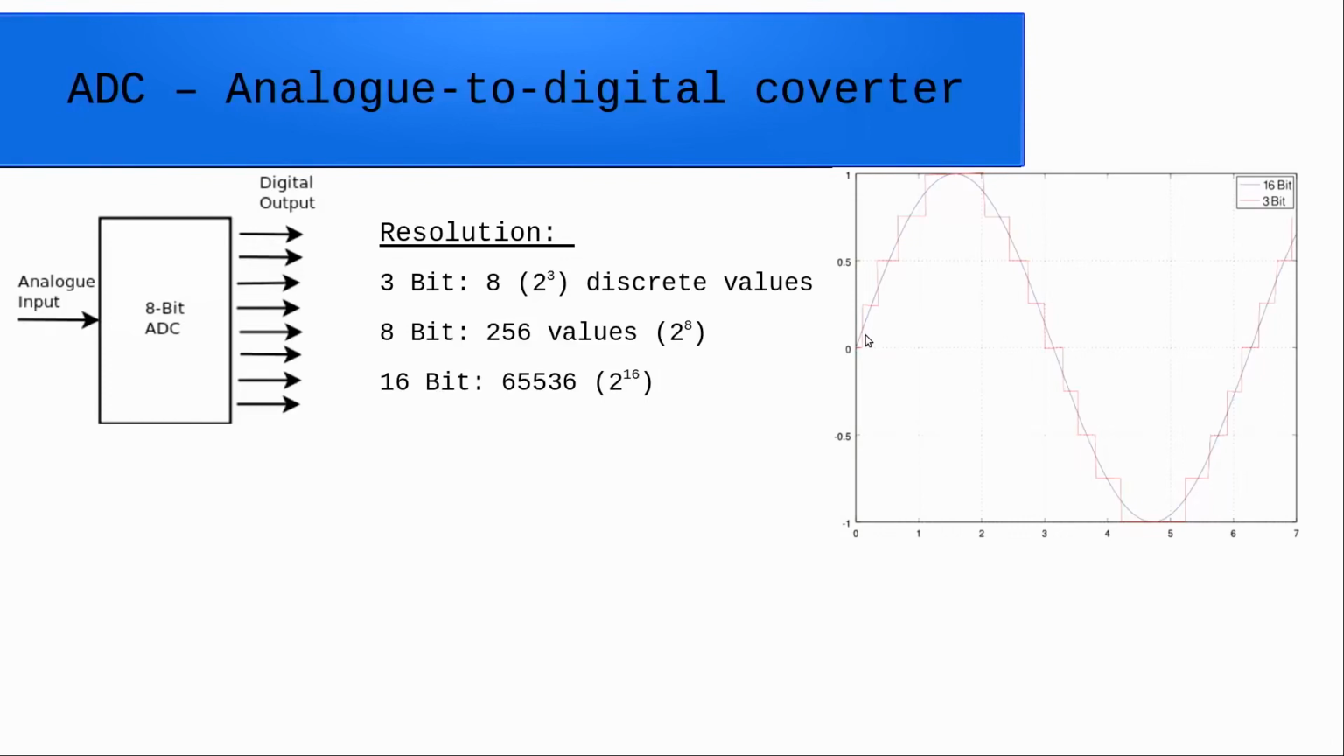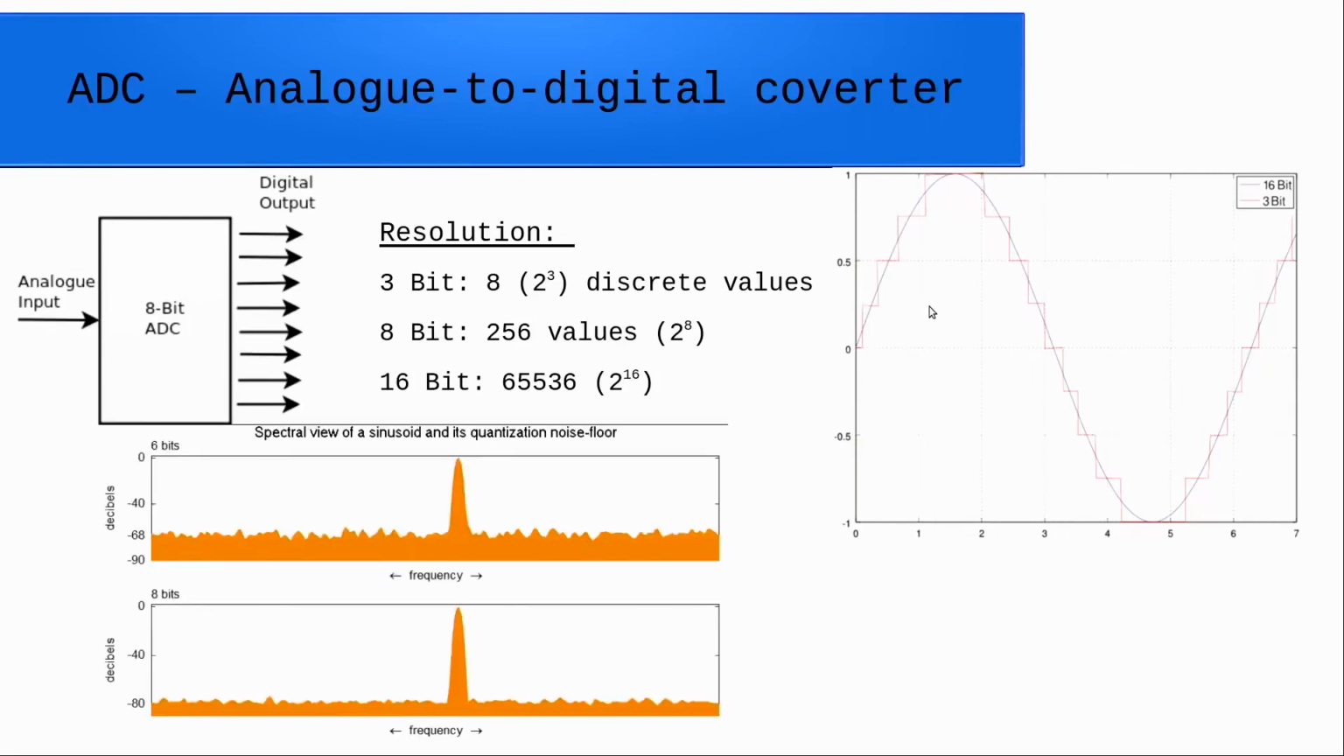And all those steps of the 3-bit resolution actually end up as noise, which is called quantization noise. Here, for example, you see the spectral view of the signal. The first one, with a 6-bit resolution, you can see the noise floor here at minus 68 dB. And below, with the 8-bit resolution, the noise floor falls by 12 dB, so we get a noise floor down at minus 80 dB.